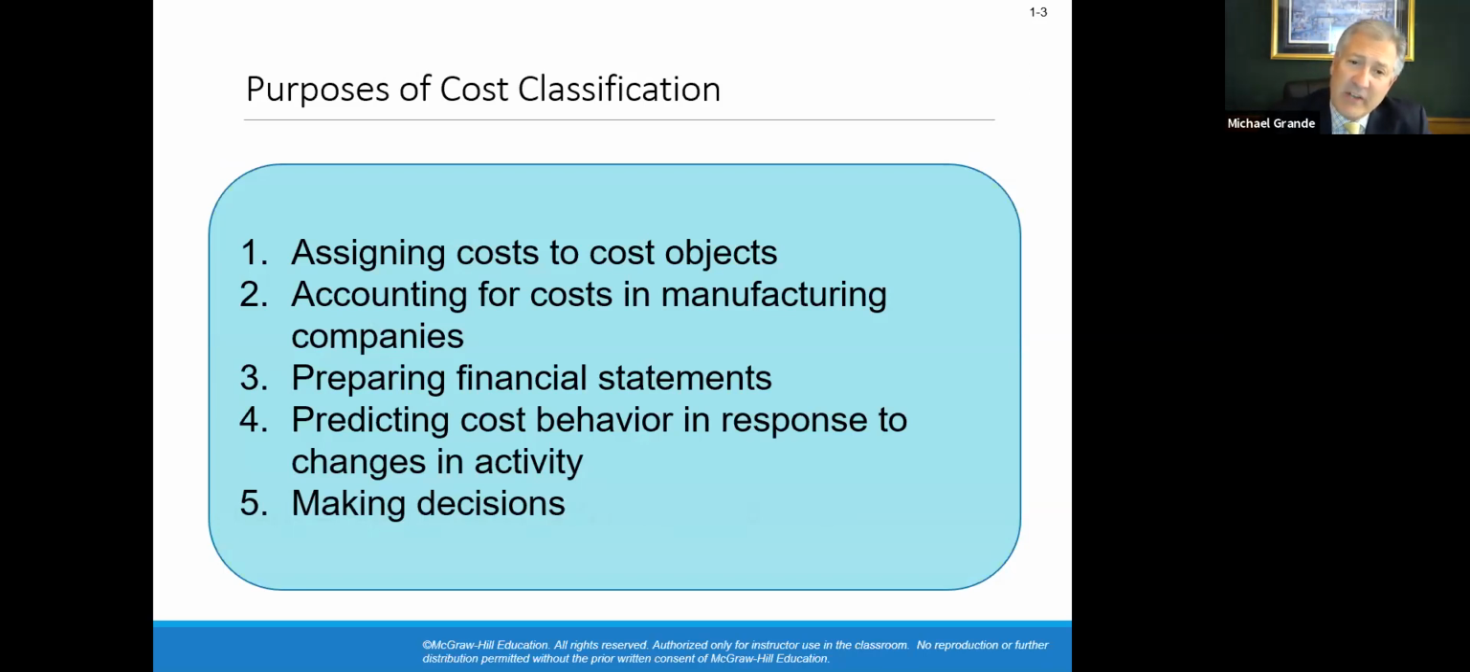We're talking about predicting cost behavior in response to changes in activity. Again, we're going to see a bunch of chapters where we are trying to estimate how the company will perform at certain levels of activity, and we really need to understand our cost structure so that we can predict costs as we go forward. And lastly, we're going to see a couple of chapters on making business decisions based upon managerial information.